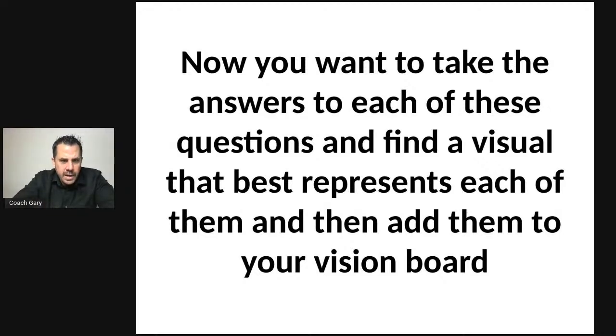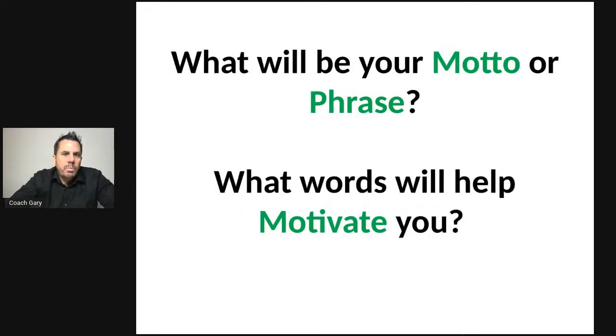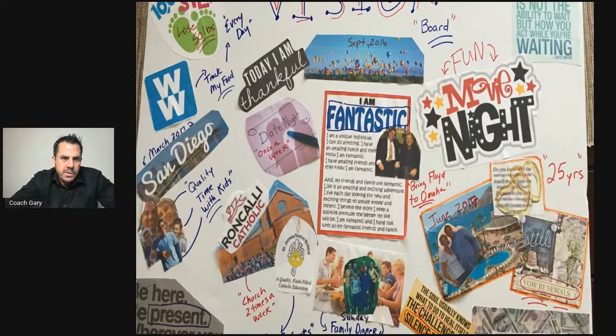So, all right. Now the next thing is, what will be your motto or phrase for the year? What words will help you? When you look at this, I'm going to give you some examples. Quality time with kids, quality has been, fun has always been in there. And so, I am fantastic. That's basically how I feel each day. Even if I don't feel fantastic, I'm going to be fantastic. And I believe in faking it till you make it, right?